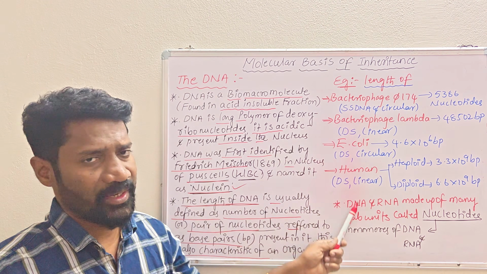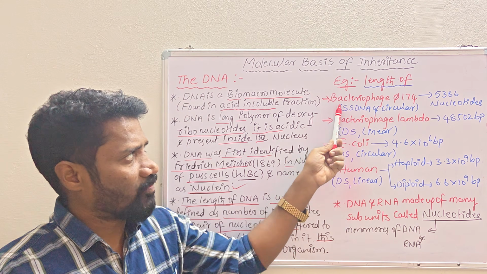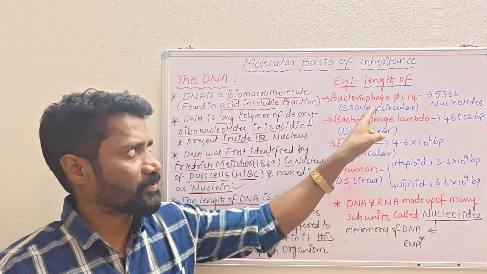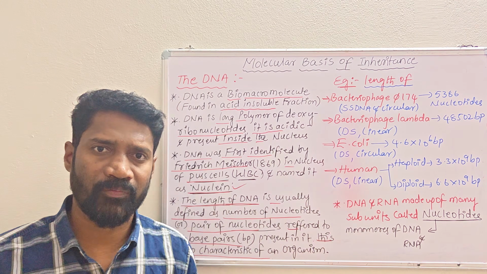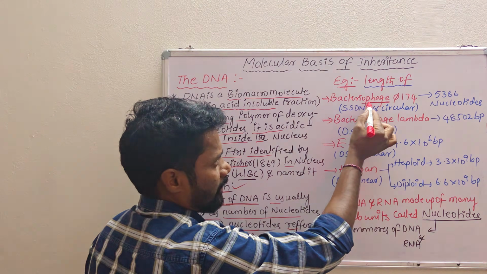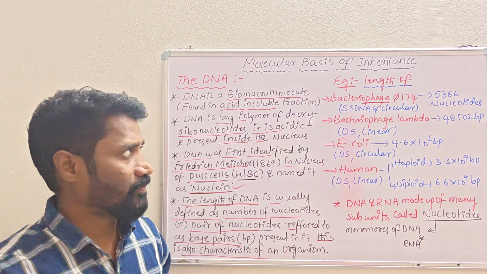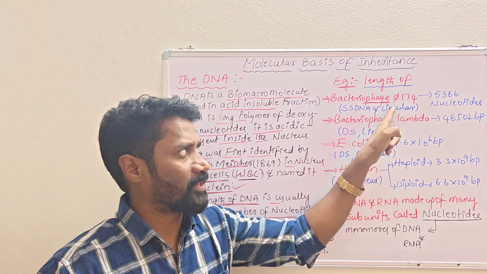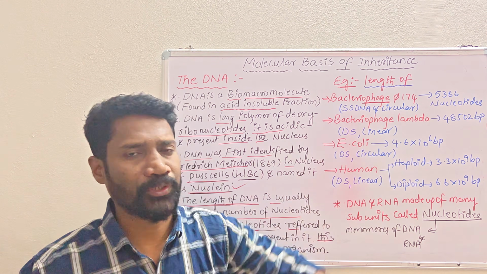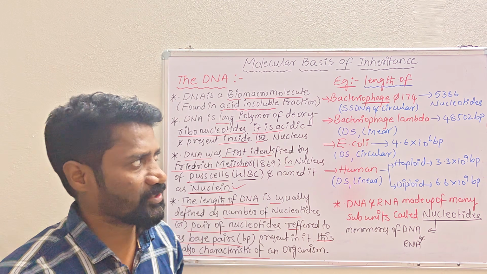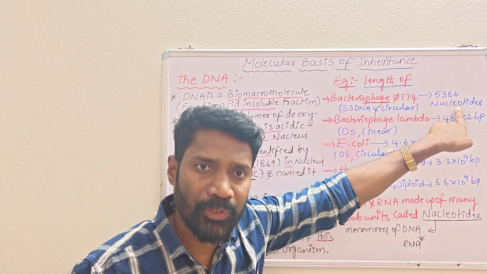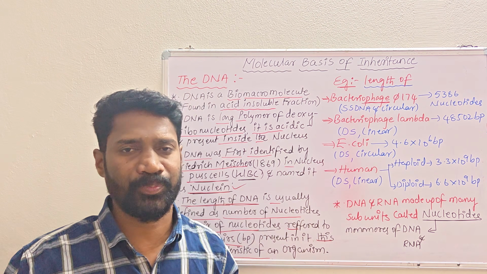Some examples are given here. Suppose the length of bacteriophage φX174. Bacteriophage φX174 is one type of virus. It is not a bacteria. Phage means what here? Virus. The length of the DNA in bacteriophage φX174 is 5386 nucleotides.